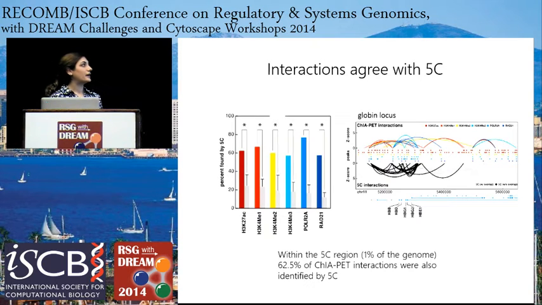Here I brought the globin locus as an example. This is a locus known for its interactions, and you can see a good overlap and coverage of ChIA-PET interactions with 5C interactions. And when we compared our data set with an earlier data set produced with the same factor, we got around 40% higher coverage and overlap with 5C. So the quality of the data was a little bit improved in our hands.